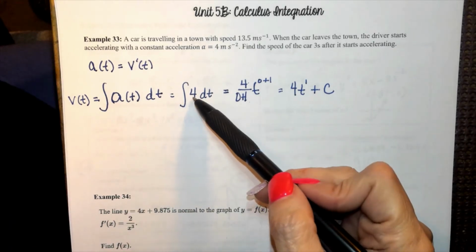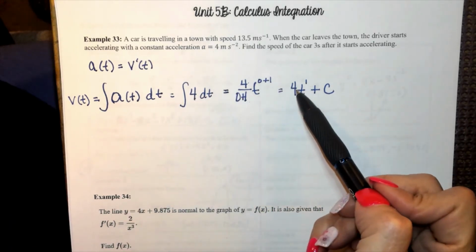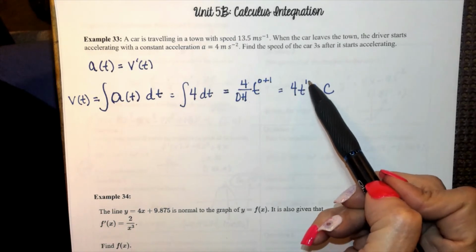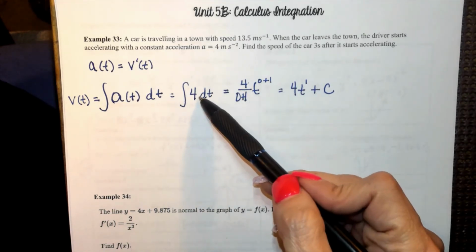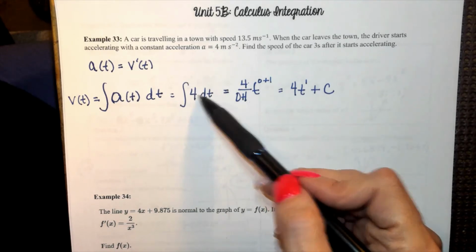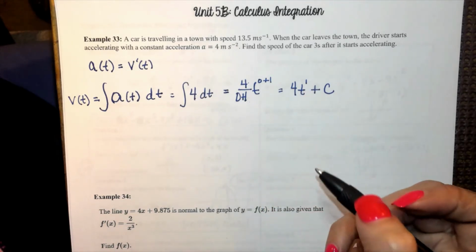Now remember, when you integrate, if I were to take the derivative of 4t, 1 times 4 is 4, and the constant would become 0 and go away. So really, when you just integrate a number, you just throw the variable up there. That's all you have to do.